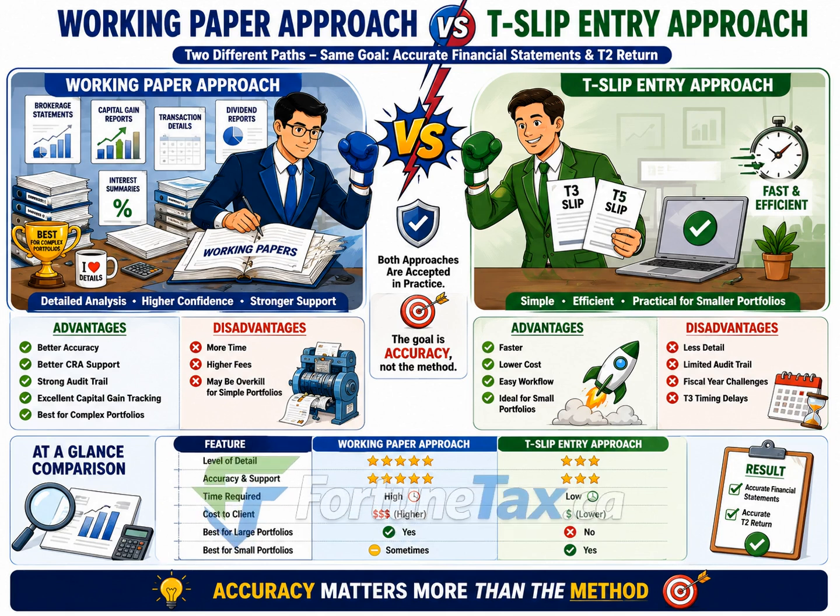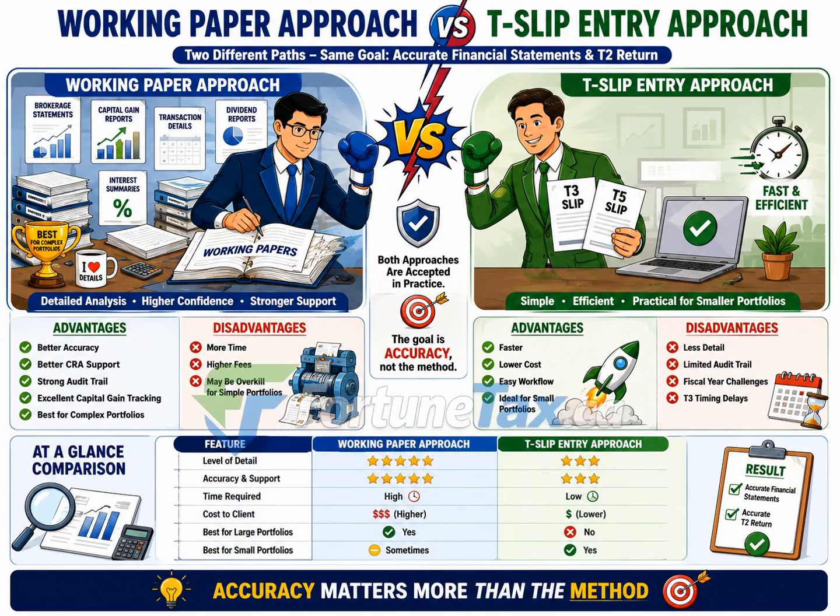The comparison table at the bottom summarizes the trade-offs. The working paper approach offers greater detail, stronger support, and is generally preferred for larger and more complex portfolios. The T-slip entry approach is faster, less costly, and often ideal for smaller portfolios. But notice the trophy in the center of the slide. It highlights the most important lesson.